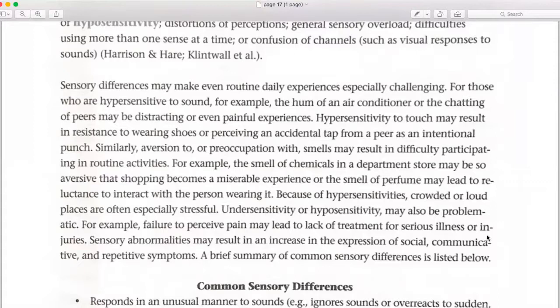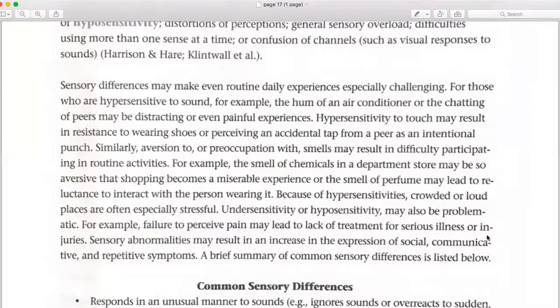Similarly, aversions to or preoccupation with smells may result in difficulty participating in routine activities. For example, the smell of chemicals in a department store may be so averse that shopping becomes a miserable experience, or the smell of perfume may lead to reluctance to interact with the person wearing it. Because of hypersensitivities, crowded or large places or loud places are often especially stressful.